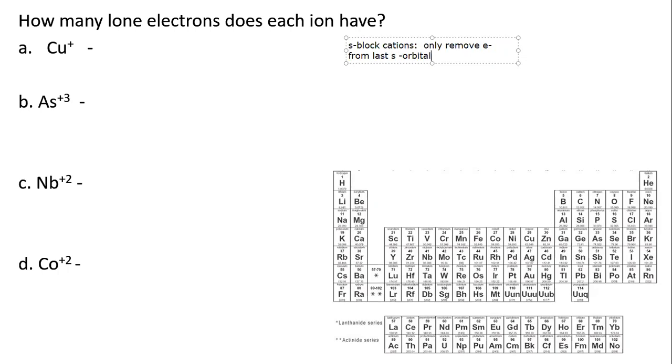These are things like sodium plus, calcium 2 plus. These are s block cations. You only remove electrons from the last s orbital. So you always remove electrons starting with the highest energy orbital.